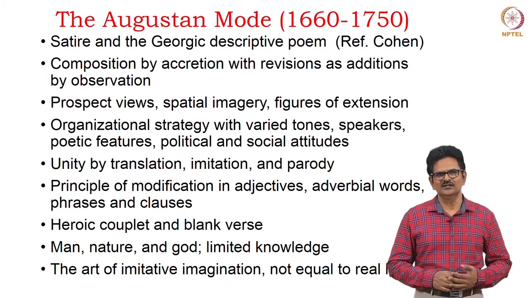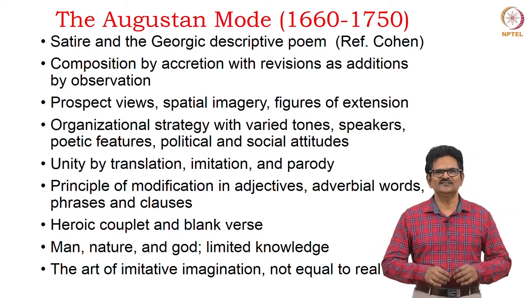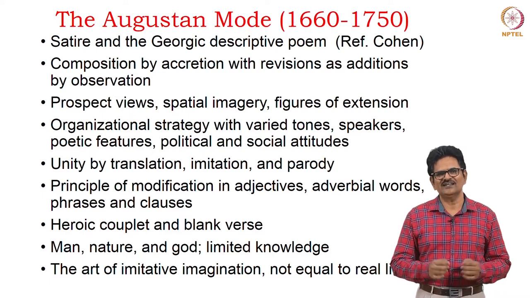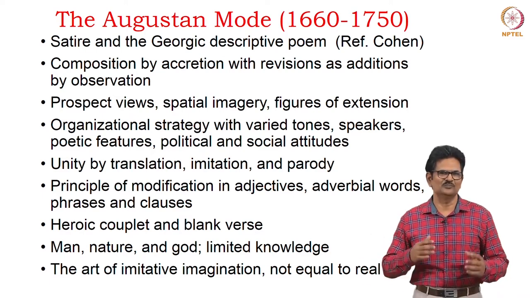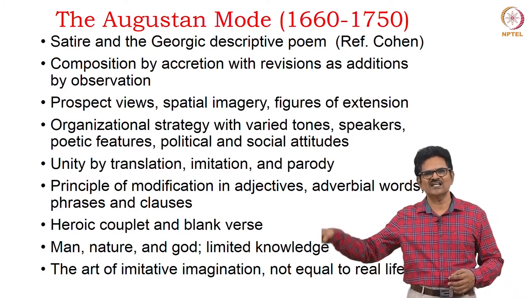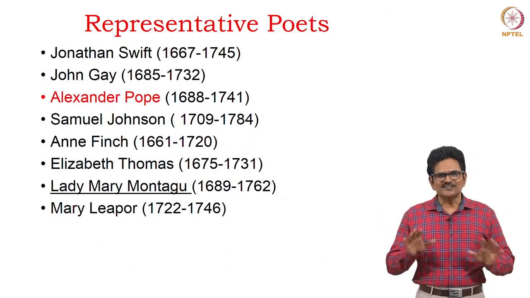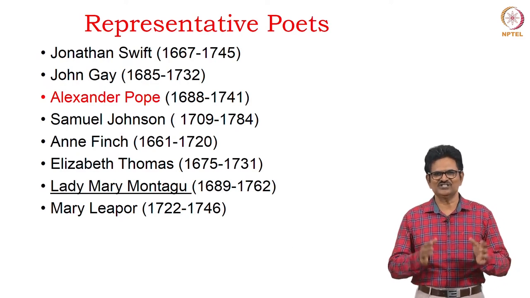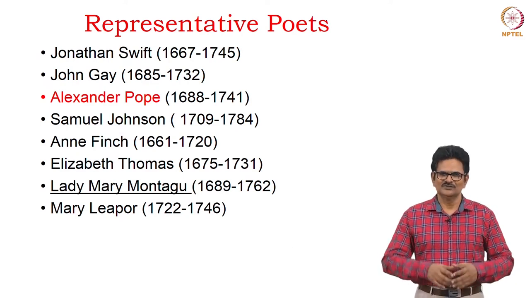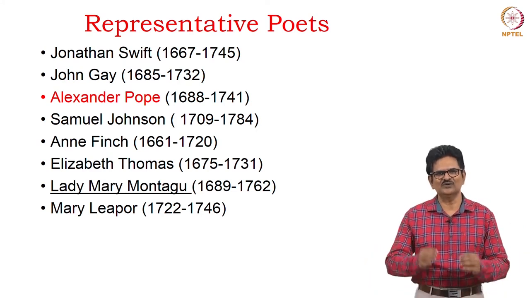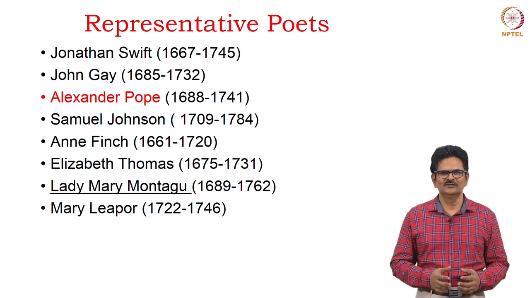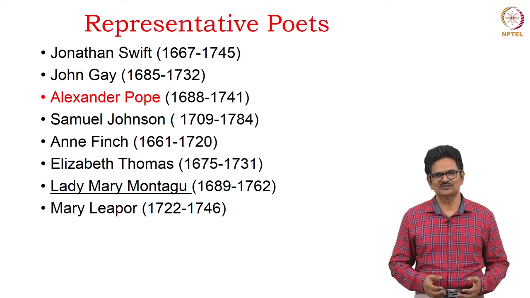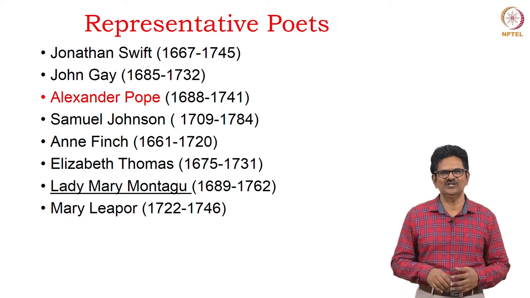Finally, as we noted earlier, the art form of this period is imitation. So, we have this idea of the art of imitative imagination, which is not exactly equal to real life. That is where pre-romantic poetry came into the picture to touch upon real life situations. It is surprising to see that there are many poets, but the chief position of Alexander Pope can be easily understood. Look at any anthology or any history of English poetry, you will find not many poets during this period writing using this Augustan mode. They will be involved in many other kinds, but when it comes to poetry, it is difficult to see.